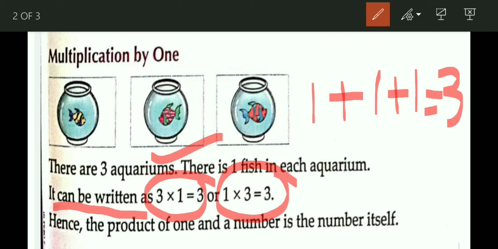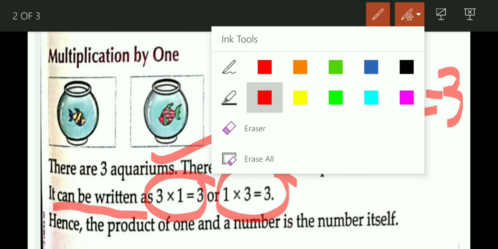And here, what did they write first? They wrote 1, then multiply into 3. But the answer is still the same. Yes or no? It is still 3. It doesn't change. Because do you remember the first property? The order of multiplication: when you change the way you write the numbers, the answer will still remain the same. Like here 3 into 1 is equal to 3, or 1 into 3 is also equal to 3.